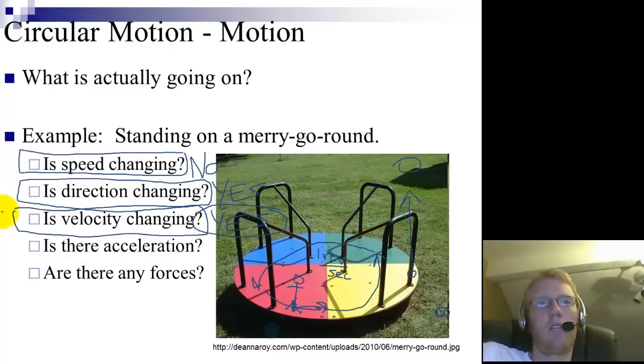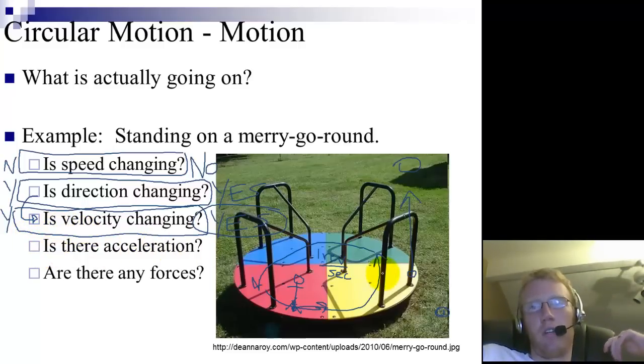Yes, sorry, this is not a very bright color. I'll put the Y's here. So no change in speed, but yes, change in direction, which leads naturally to a change in velocity. You can't change direction without changing velocity, because velocity includes direction. Okay, move on from there.